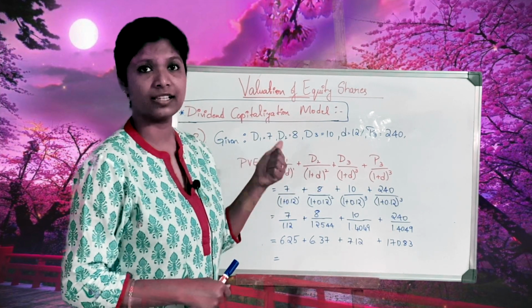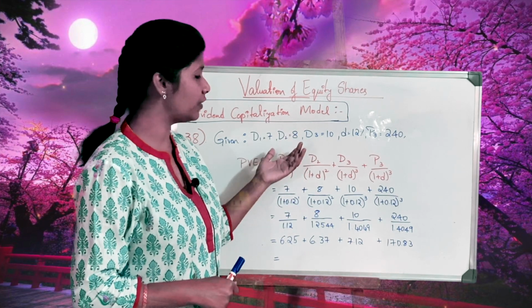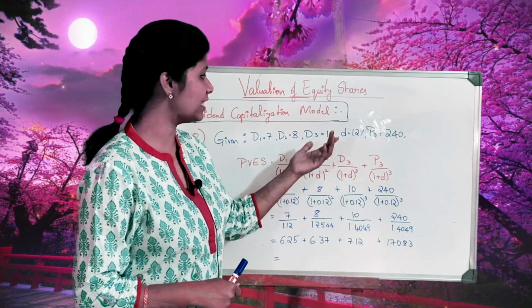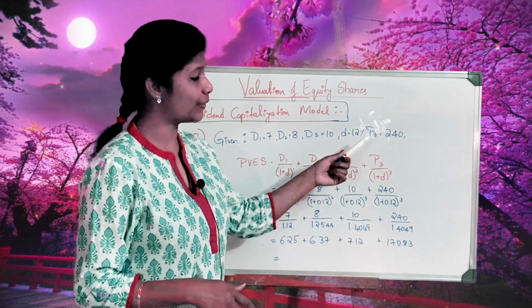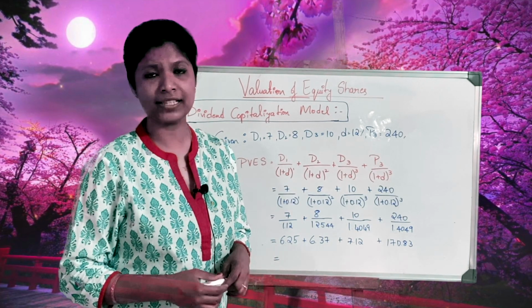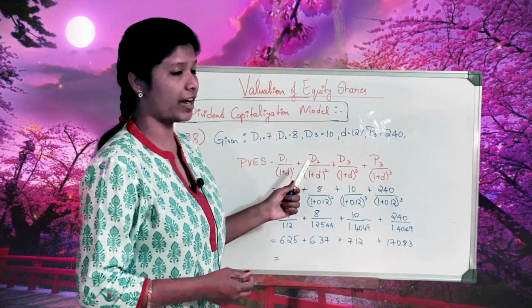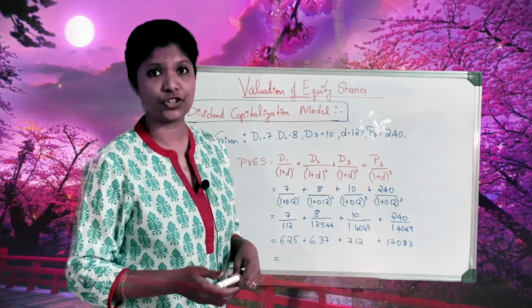Dividend 1 is 7, dividend 2 is 8, dividend 3 is 10. The discount rate is 12% and the price at the end of the third year is rupees 240, and we have to find out the present value of the equity share today.